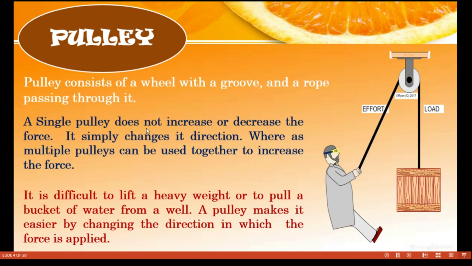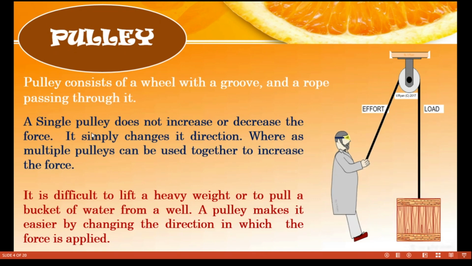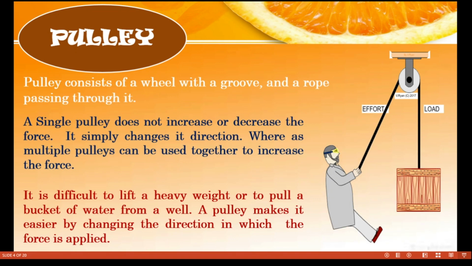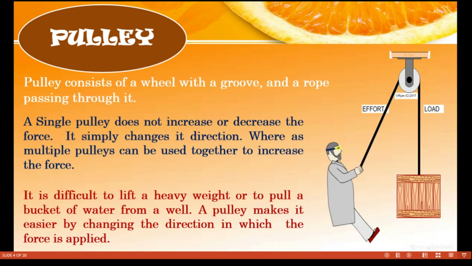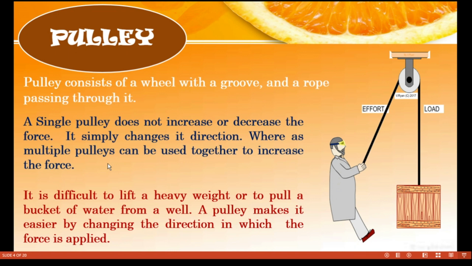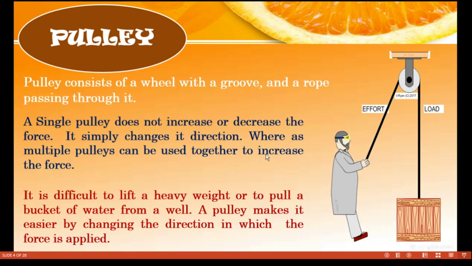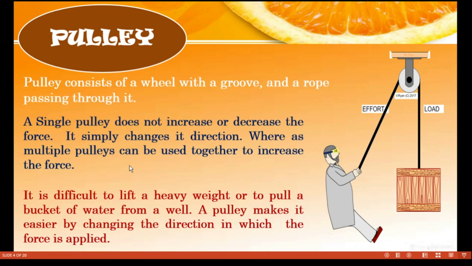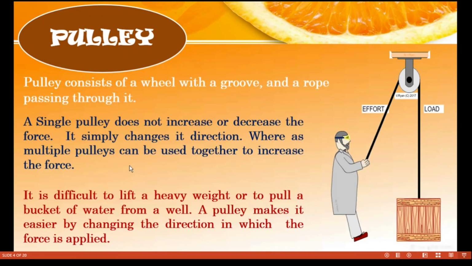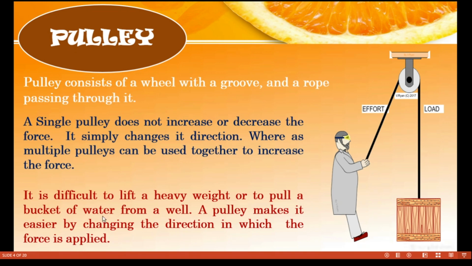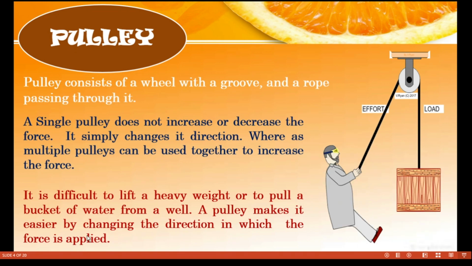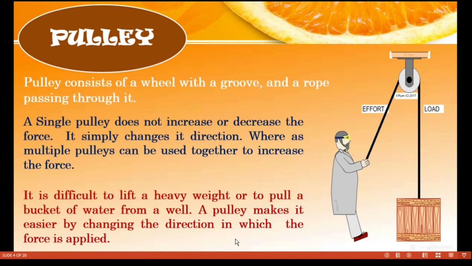A single pulley does not increase or decrease the force. That means it does not produce a mechanical effect at all. It just changes the direction, whereas multiple pulleys can be used together to increase the force. That is, multiple pulleys reduce the effort, which means they reduce the applied force. It is difficult to lift a heavy weight or pull a bucket of water from a well. A pulley makes it easier by changing the direction in which the force is applied.